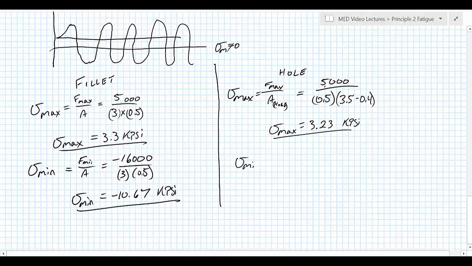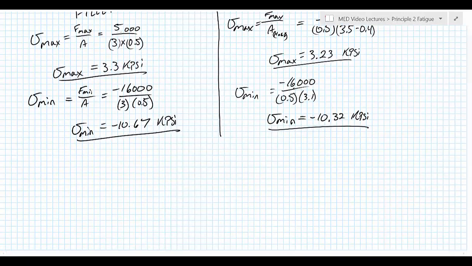And we do the same thing for the minimum stress. We have negative 16,000 over 0.5 times 3.1. So a minimum stress of negative, this is compression stress, 10.32 kpsi. Great. So those are the stresses that we calculated, but recall we want to include our stress concentration factors. And we'll want to do that for both our mean and our amplitude stress. So let's go ahead and figure out what our mean and amplitude stresses are, including the stress concentration factors.